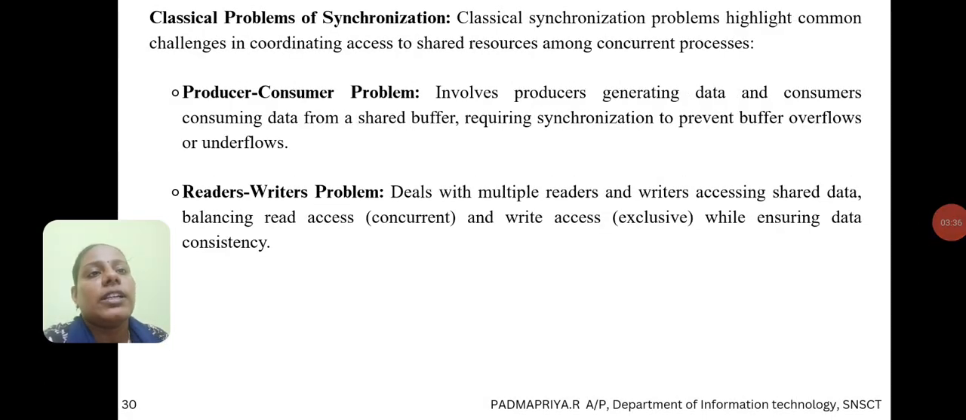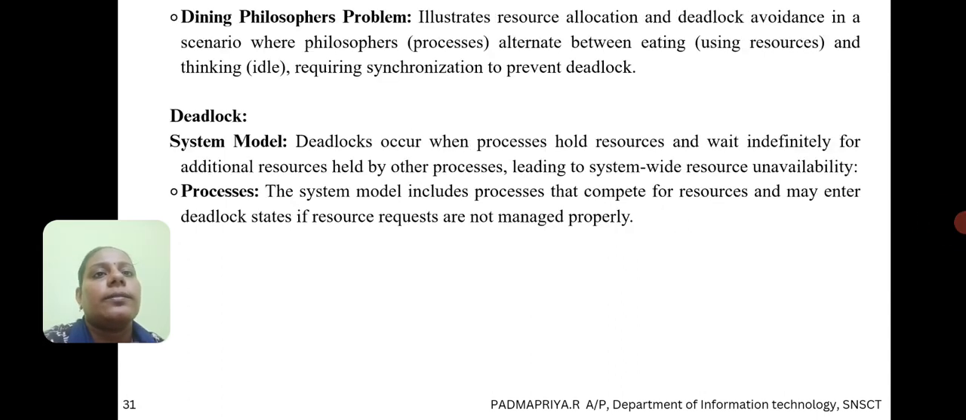Classical problems of synchronization. Classical synchronization problems highlight common challenges in coordinating access to shared resources among concurrent processes. The producer-consumer problem involves producers generating data and consumers consuming data from a shared buffer, requiring synchronization to prevent buffer overflows or underflows. The readers-writers problem deals with multiple readers and writers accessing shared data, balancing concurrent read access and exclusive write access while ensuring data consistency.